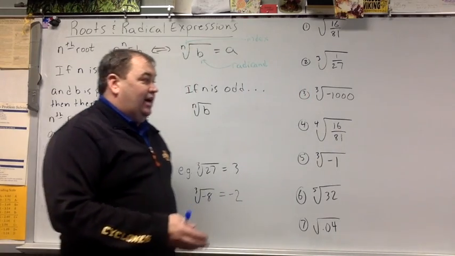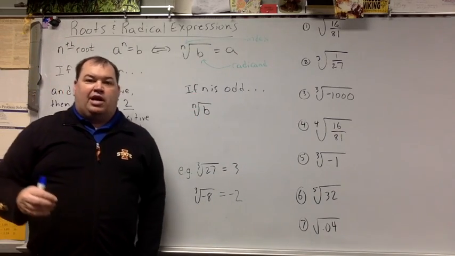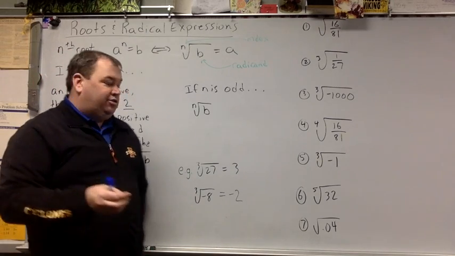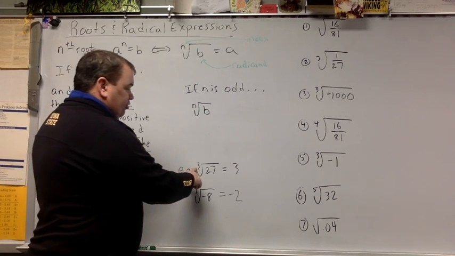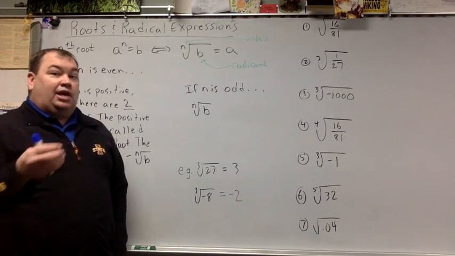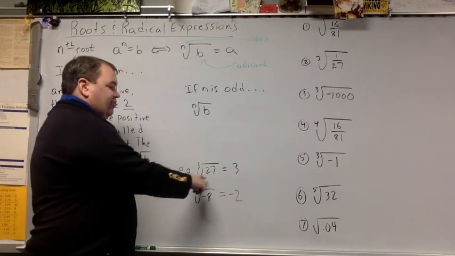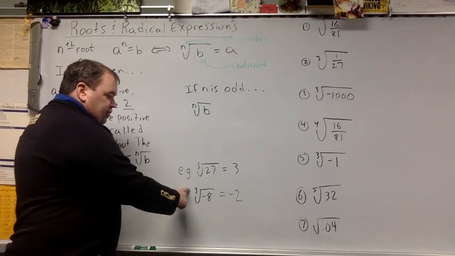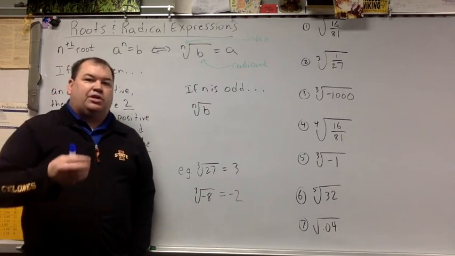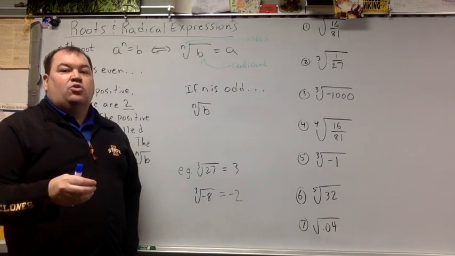Now when we take a look at the odds, when n is odd, the root is what it is. There are not two answers. There's not a principal root and another root. There's only one answer. So if I wanted to do the third root of 27, it's 3. And it's 3 because 3 times 3 times 3 is 27. So the third root of 27 is 3. The third root of negative 8 is negative 2, because negative 2 times negative 2 times negative 2 is negative 8. It only has one answer.